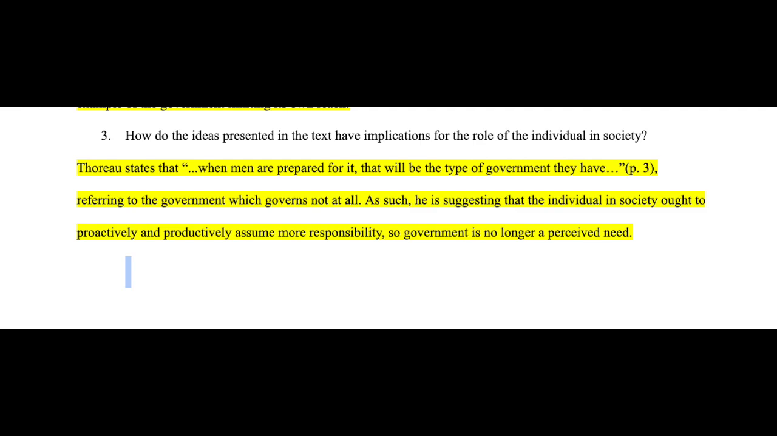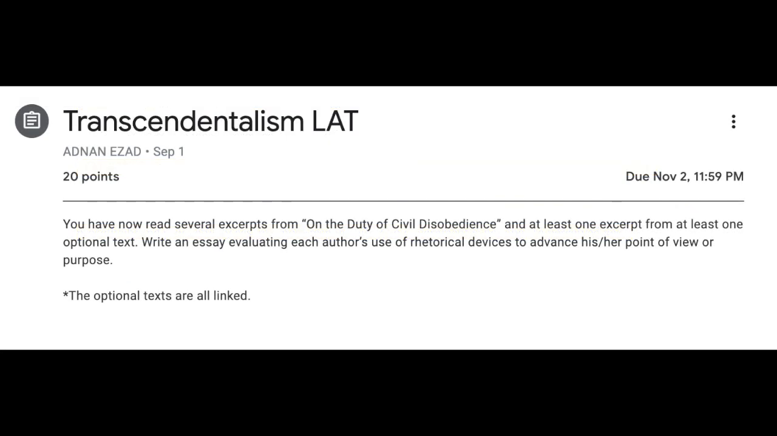And in order to do that, they would have to assume more responsibility and learn to be self-sufficient without a governing body watching over them. Now on to the LAT. Take a moment to read over the prompt and determine in your own words what the prompt is asking of you.